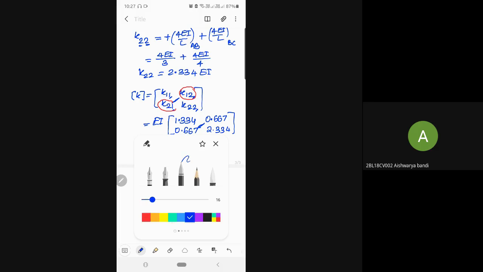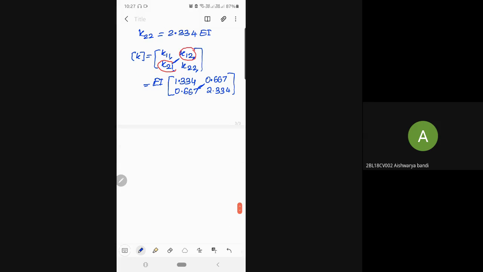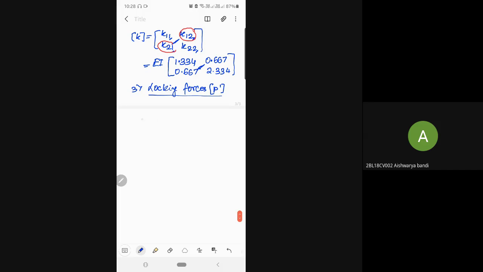Now the next step is you have to calculate the forces. Third step, locking forces, it is called. It is P dash. What are these locking forces? You determine the fixed end moments as you determined fixed end moments in the earlier modules. So determine fixed end moments for all the members.